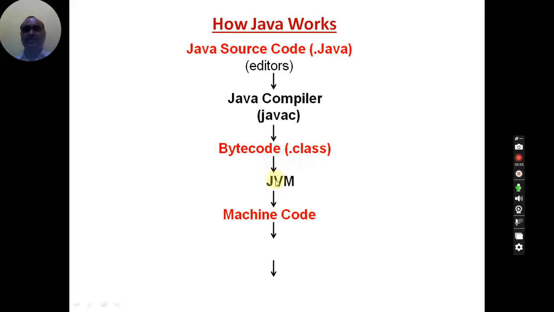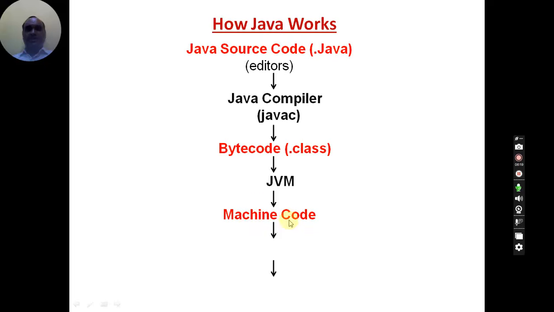Then the JVM will take the bytecode and convert it into the suitable machine code accepted on that particular hardware. Like that, the JVM converts the bytecode into machine code. The JVM is operating system dependent. For different operating systems you have different JVMs.